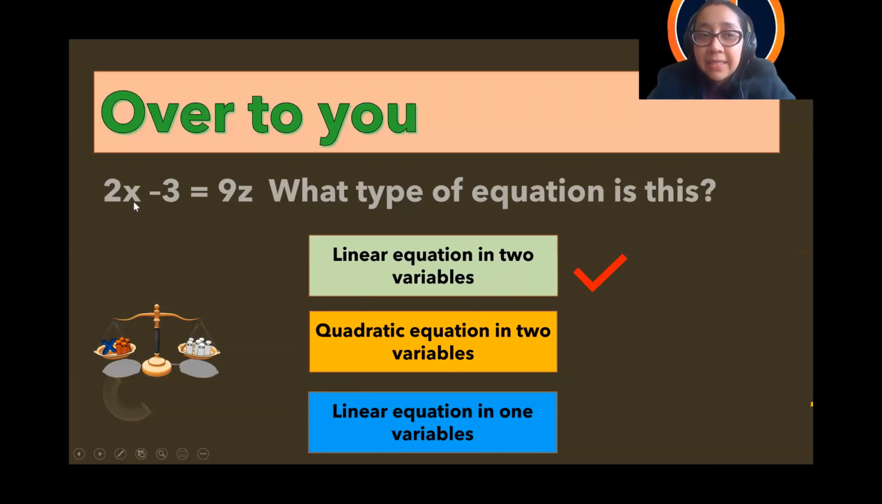How many variables? x is unknown. x is the first variable and z is the second variable. It cannot always be x and y. It can be any letters. Any unknown thing can be a variable, isn't it? So 2x minus 3 equal to 9z is an example of a linear equation in two variables. Okay, why linear? Because the degree of this equation is 1. Okay, well done. Very nice.